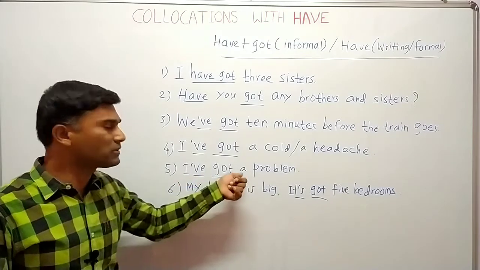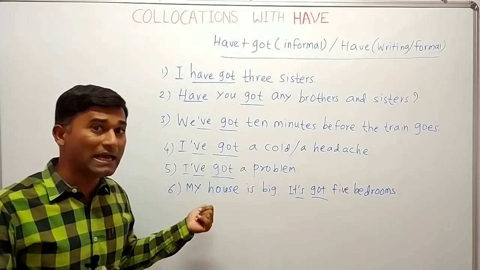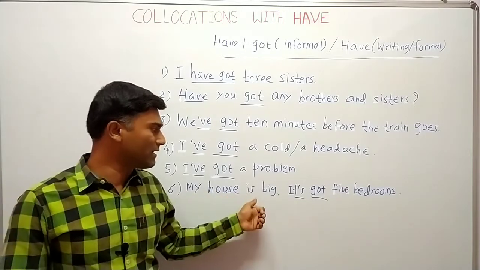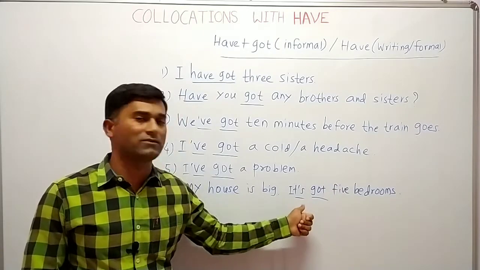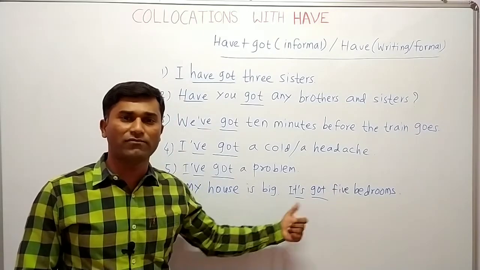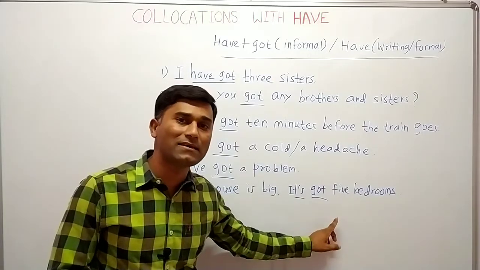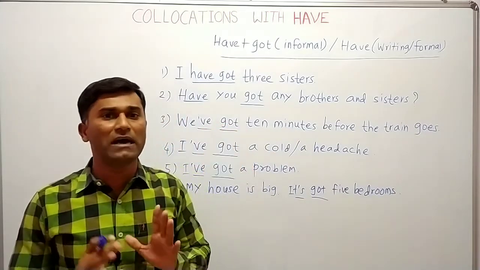Next is I have got a problem. Also this is informal. Do not use got in formal. Say I have a problem. And in the same way, my house is big. It has got 5 bedrooms. So has got, it's a contracted form. So it's informal. But when it's formal, say it has. Say it has 5 bedrooms. So this is formal and informal usage of have.